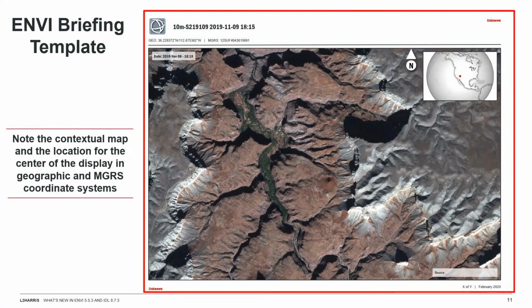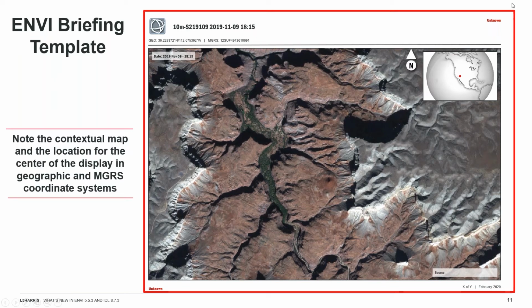So this is the ENVI briefing template. I have a red box around it because it's not the proper sizing for the PowerPoint template I have here. My PowerPoint template is 16 by 9, and this ENVI briefing template, I think, is 4 by 3. So, you know, I can bring in a PowerPoint that's a different aspect ratio, and I just have the box to accentuate that. So this is looking at the Grand Canyon.